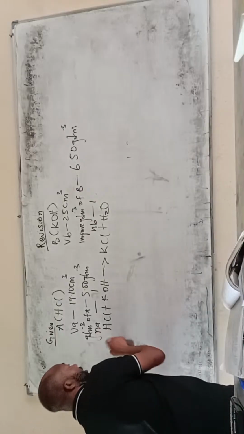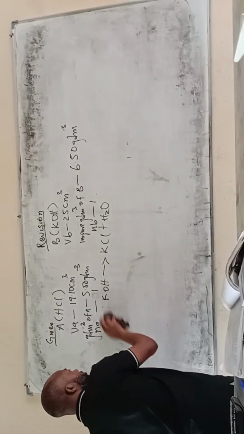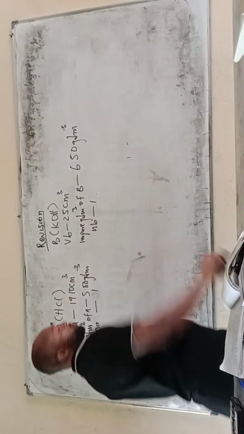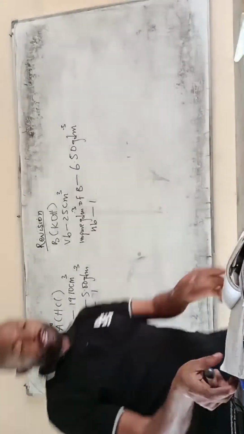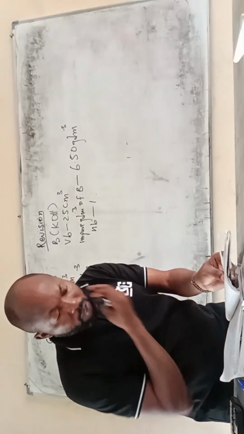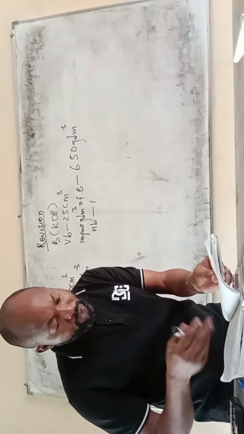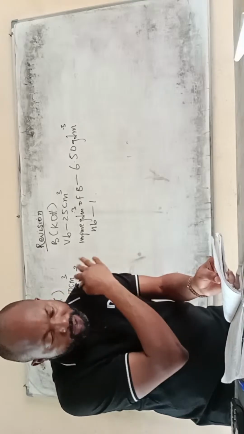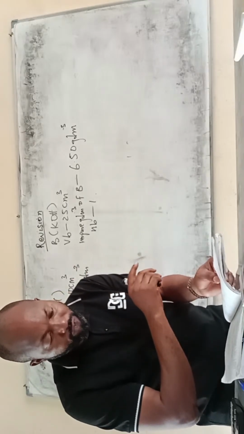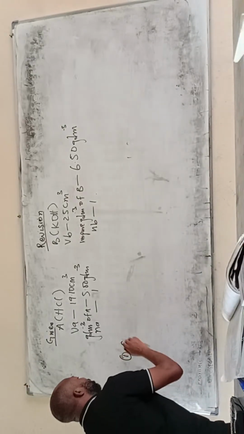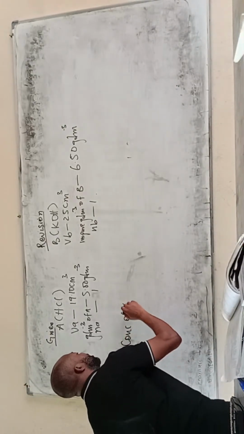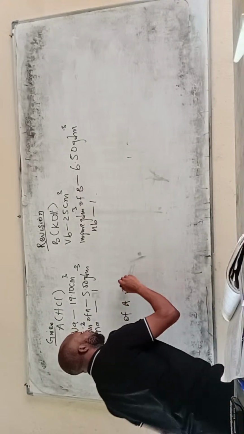All right, take note. That's all that was given. So the next question says we should, from the result, obtain all of that. We should calculate concentration of A in mole per dm³. Question number 1. Concentration of A in mole per dm³.